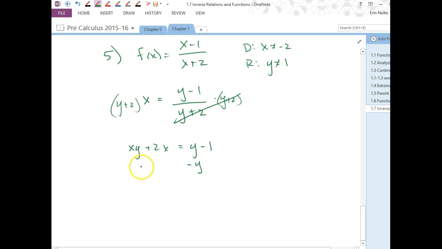So, wasn't it the same as timesing by y plus 2 over 1? Yeah. Over 1. But I have a y plus 2 on the top and a bottom, so they cancel out. Properties of multiplication.